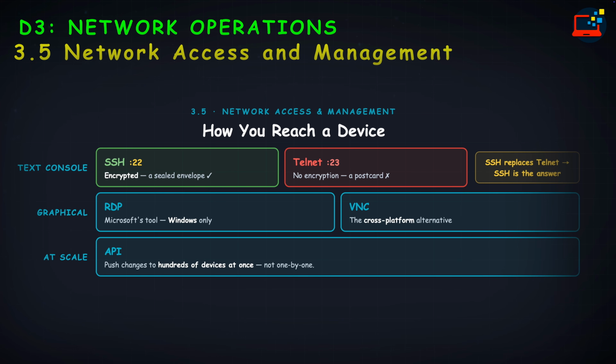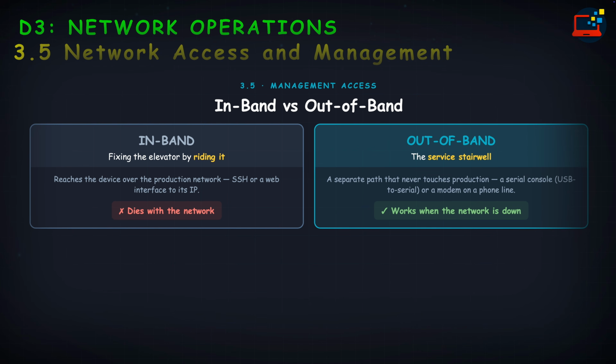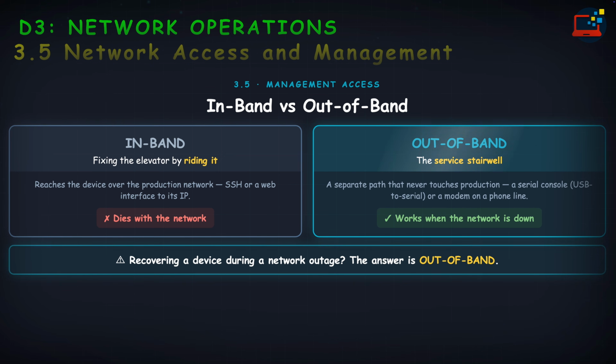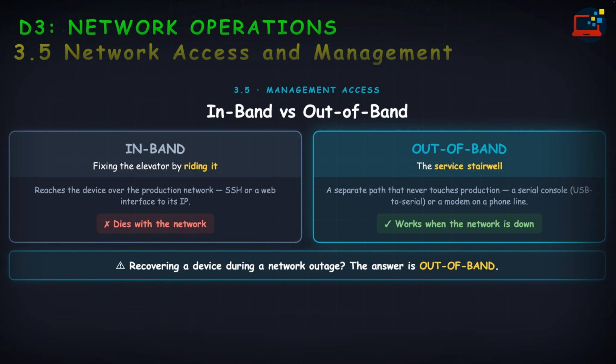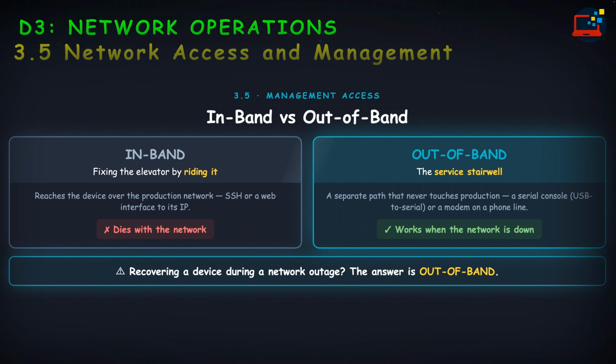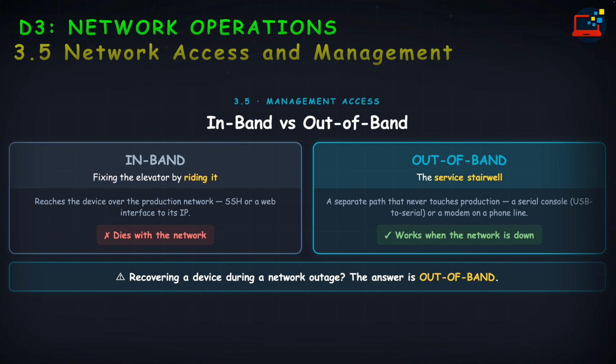And to manage devices at scale, you use an API to push changes to hundreds of devices at once, instead of logging in to each one by hand. When the network itself is down, you fall back to a console connection, a physical serial cable plugged straight into a port labeled console, often through a USB to serial adapter. It works when you cannot ping the device because it does not depend on the network at all.